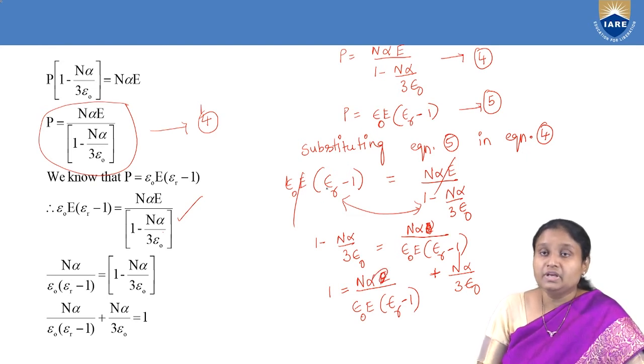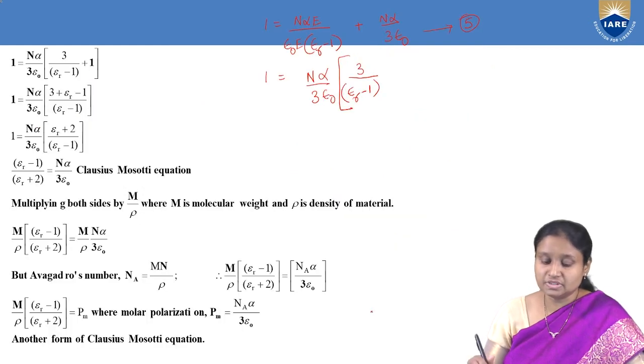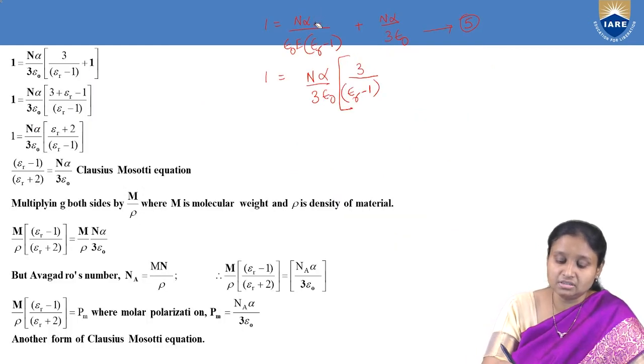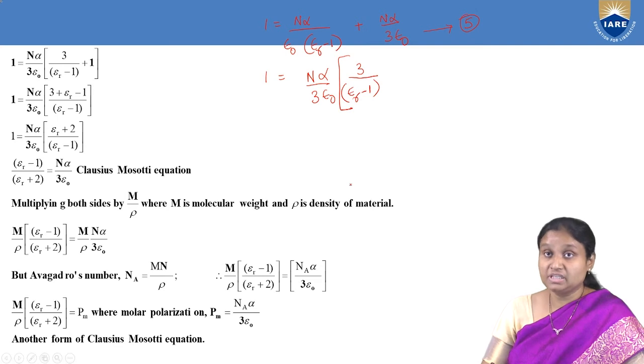So when we compare equation 4 and equation 5, we know that we have E on the other side. So this E will get cancelled. So when this E gets cancelled, then there won't be any E in the numerator and denominator. So here E will be missing, in the numerator as well as denominator. So our expression here does not have any E. So this is n alpha by epsilon naught epsilon r minus 1 plus n alpha by 3 epsilon naught.